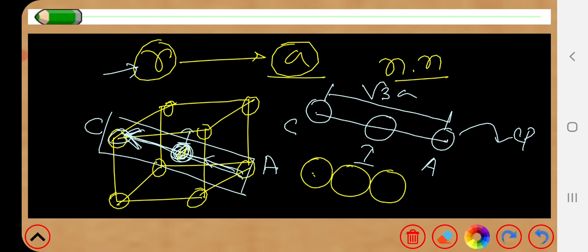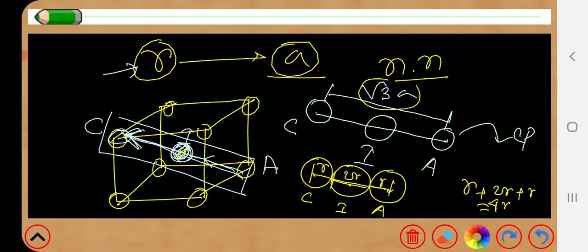So this is C, this is I and this is A. So what is the length of C to A in terms of radius? This is R, the radius, but here it is the diameter, so it is 2R, and it is again R. So R plus 2R plus R, so 4R, which is equivalent to √3a.